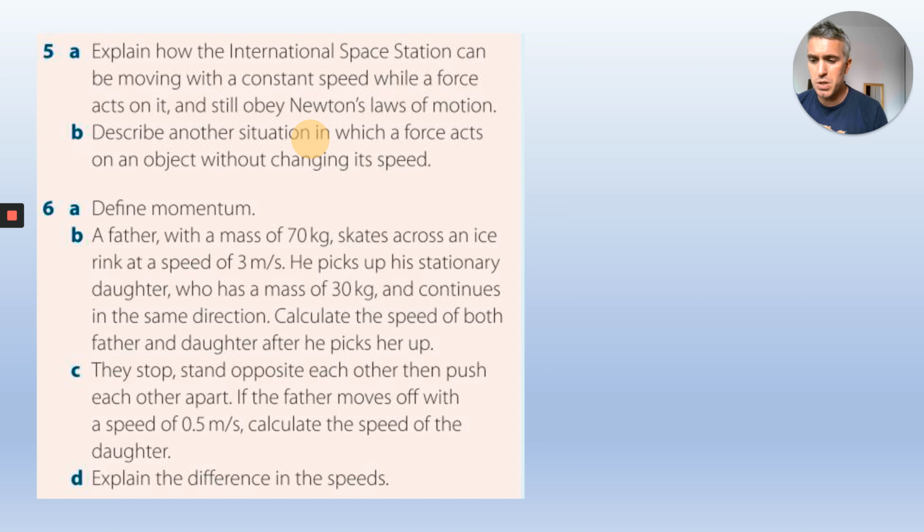If the father moves off with a speed of 0.5 meters per second, calculate the speed the daughter moves off. Note her speed will be in the opposite direction. And remember, we talked about opposites, how you represent velocity when it's opposite: negative. Explain the difference in speeds.